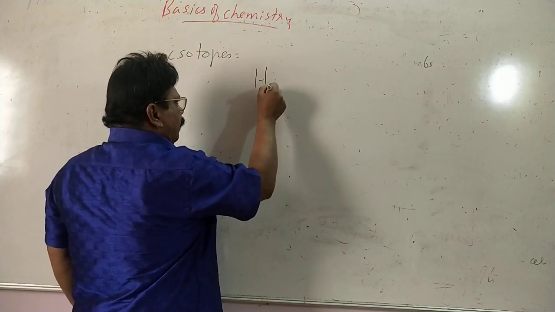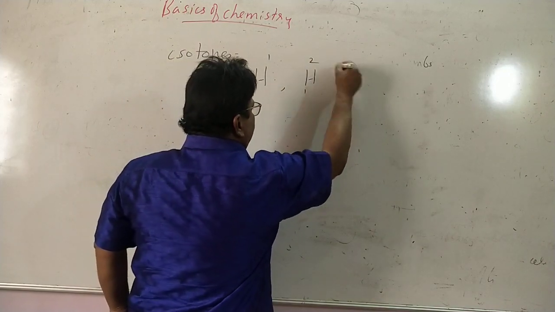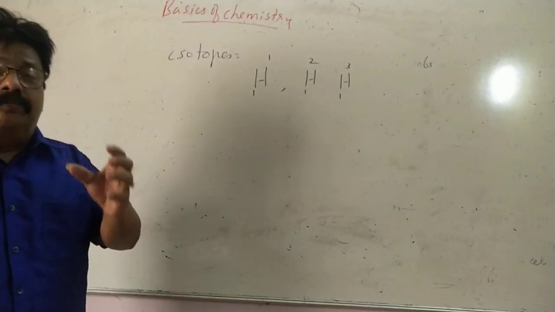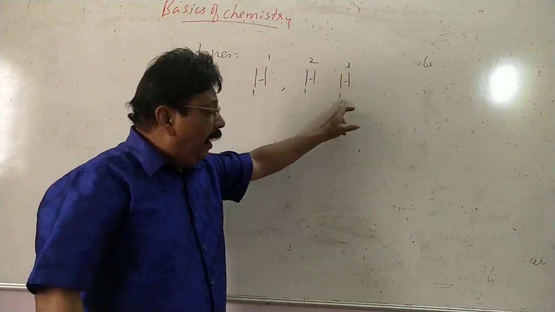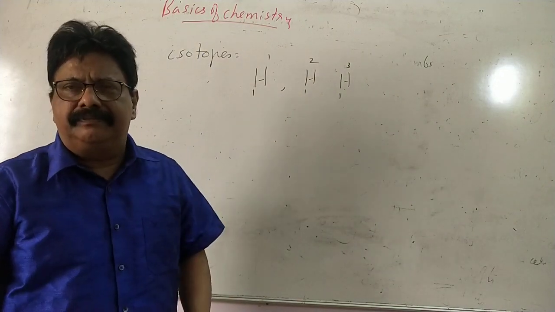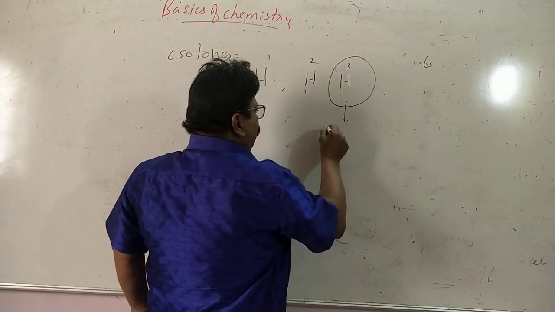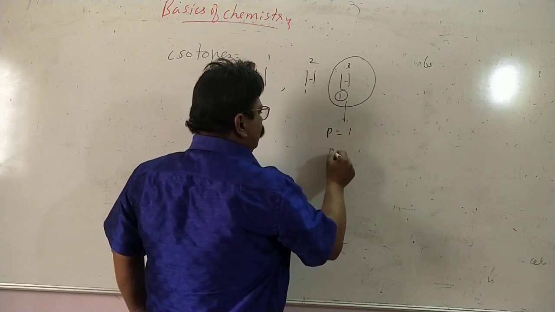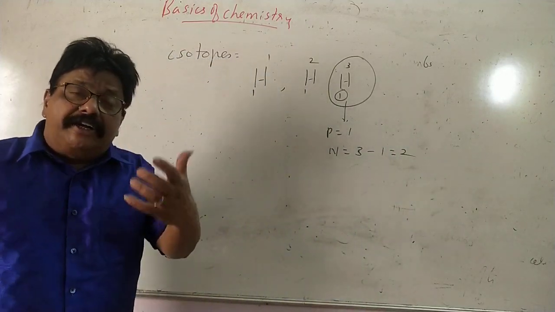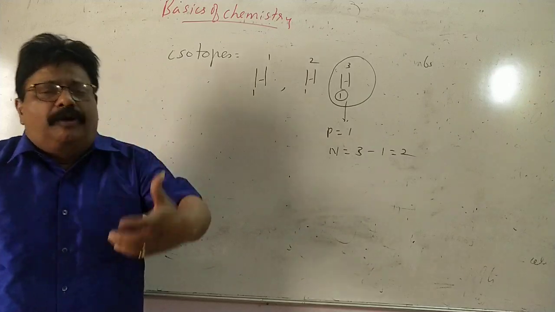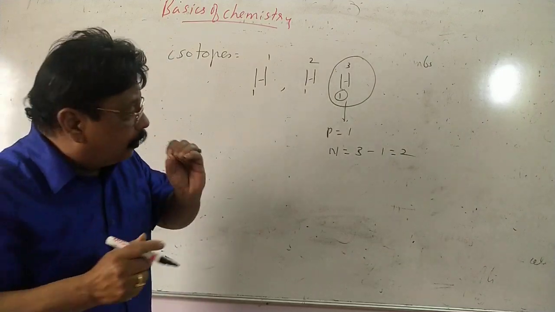If we take hydrogen, these are the three isotopes of hydrogen: protium, deuterium, and tritium. In this one, protons is 1, neutrons is 3 minus 1, that is 2. What more should we know about tritium? It is the isotope of hydrogen which is radioactive.